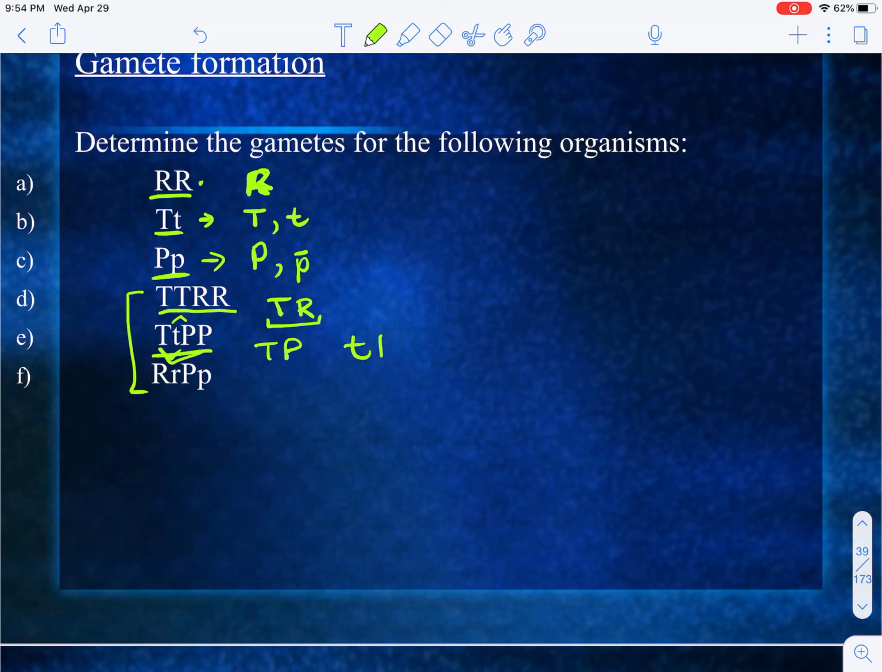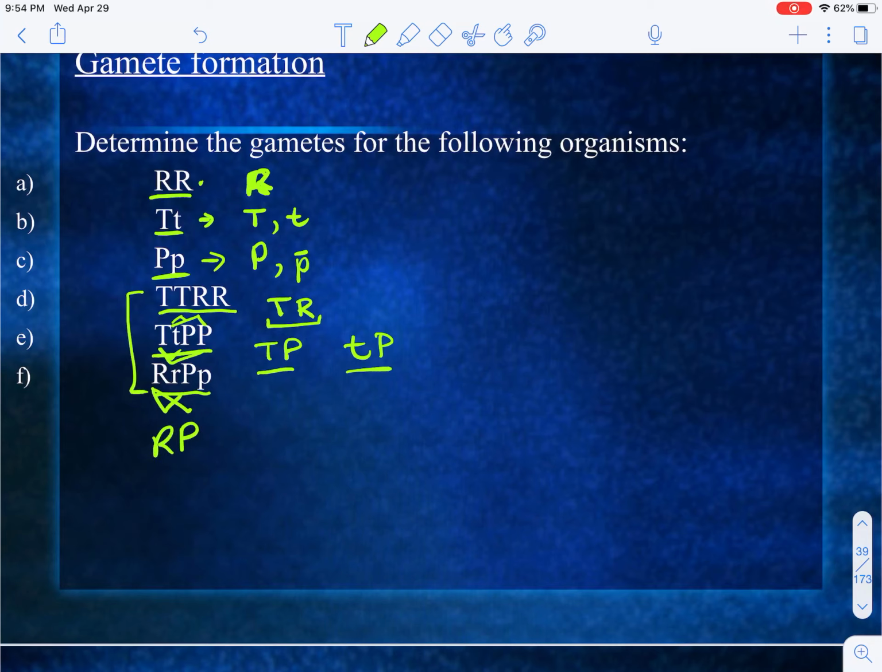So for this one, remember the big T can go with big P. We have that one already, so we try the other one. Little t with big P. We don't need to write it twice. Two possible types of gametes for that one.